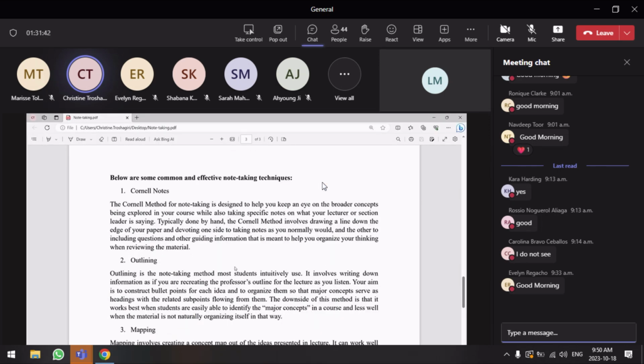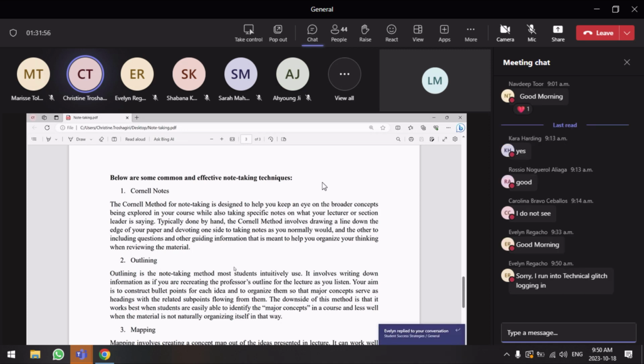Below are some common and effective note-taking techniques. Now we know that there is no one rule which is applicable to everyone. There is no one note-taking rule which everyone needs to follow. However, there might be a combination of a few techniques together. Therefore, each and every student is going to have a particular technique which they feel works best for them. So once again, there is no one rule applicable to everyone. Something which might be working for me might not be working for someone else.